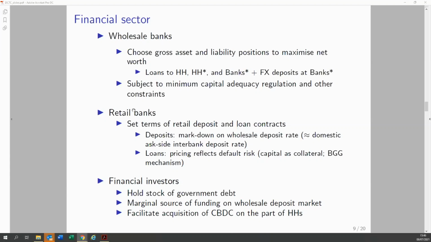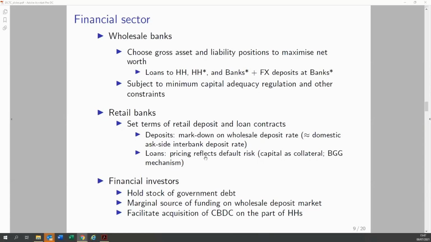The other two things that banks do are set the terms of retail deposit and loan contracts. Deposits is very simple. It's just a markdown on the wholesale deposit rate, whereas for loans, the pricing of retail loans reflects default risk, just as in BGG. Financial investors, which we already talked about in the previous presentation, you can think of as the domestic wholesale money market. These are agents who hold the stock of government debt, and they're also the marginal source of funding on the wholesale deposit market. And as Ammu mentioned, what that means is that they introduce an arbitrage condition between the risk-free rate and the wholesale deposit rate.